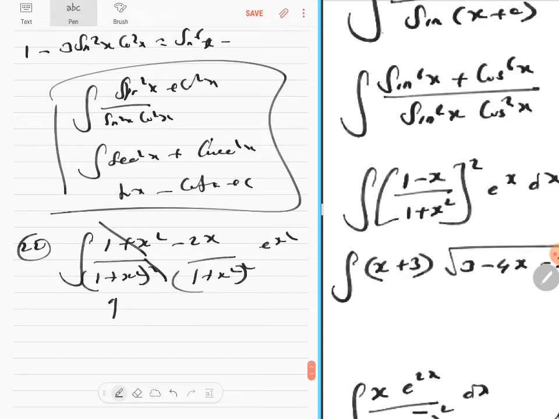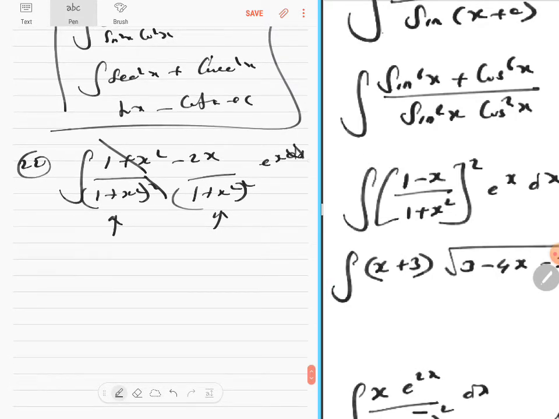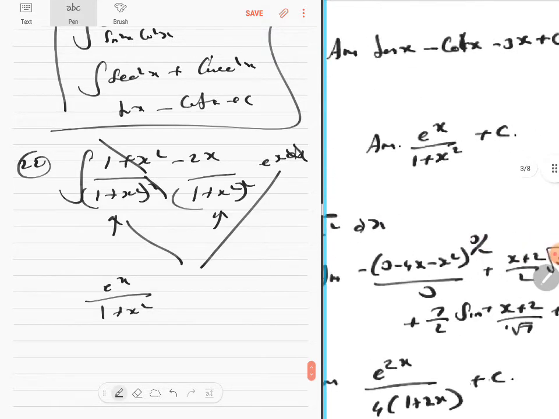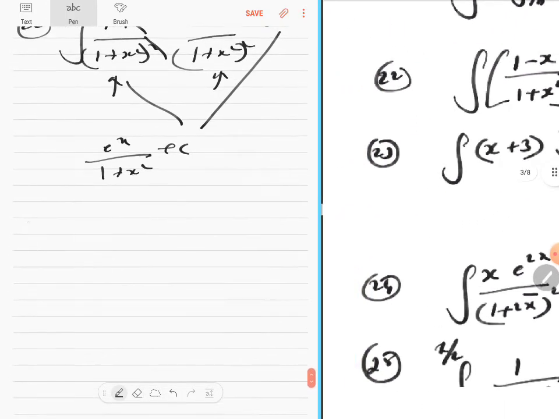If you assume this as f of x, this will become f dash of x, and so the answer itself is e to the power x into f of x, so e to the power x by 1 plus x square plus c. So that will become the answer for that sum. So let's go to the next, 23rd question.